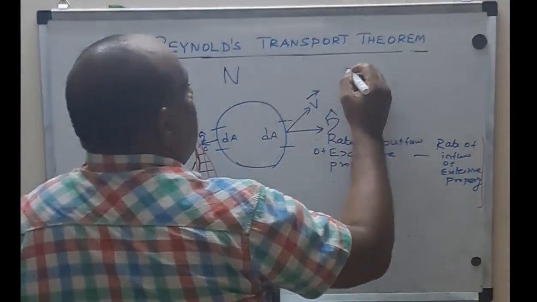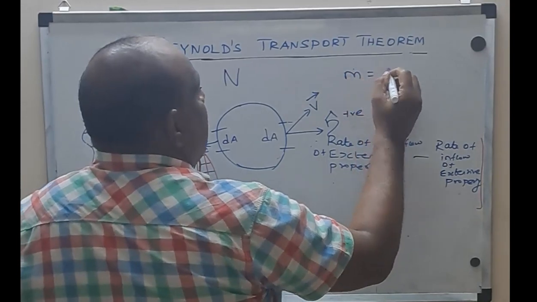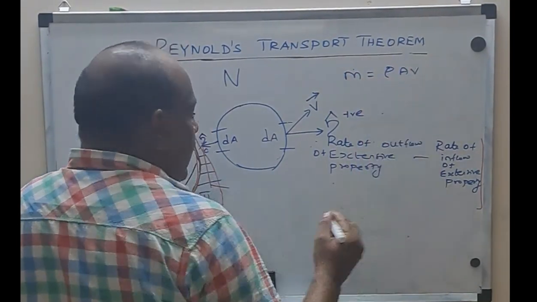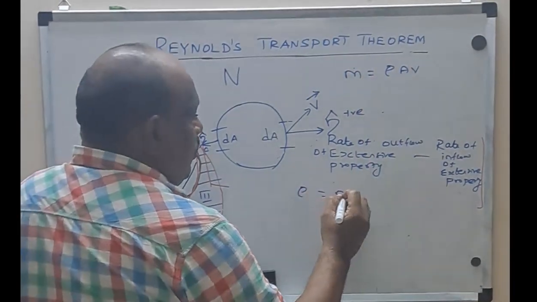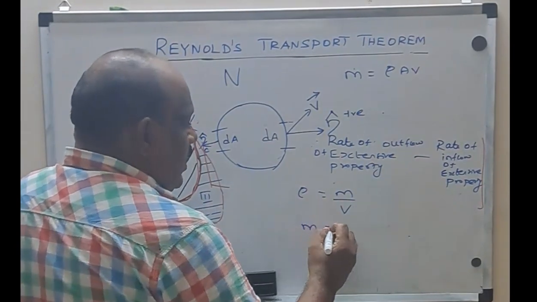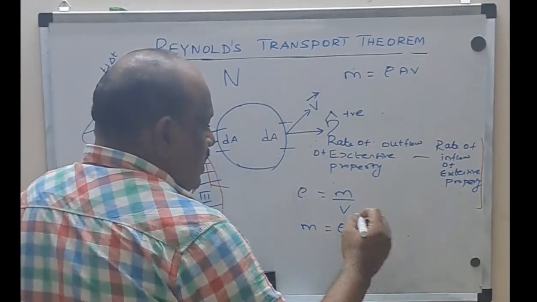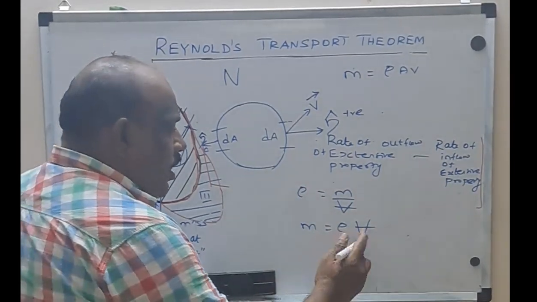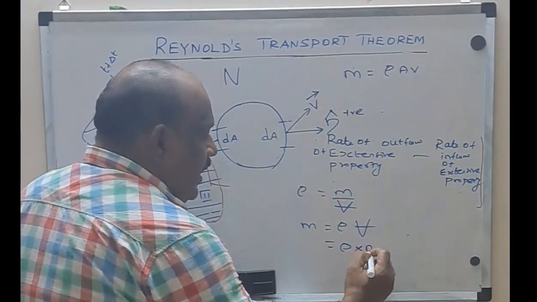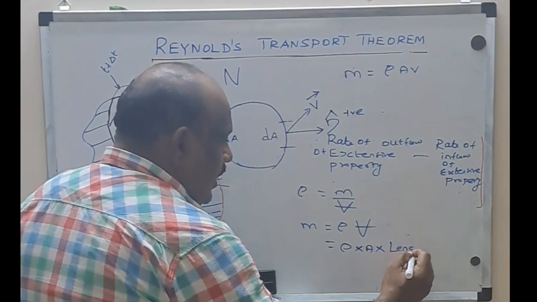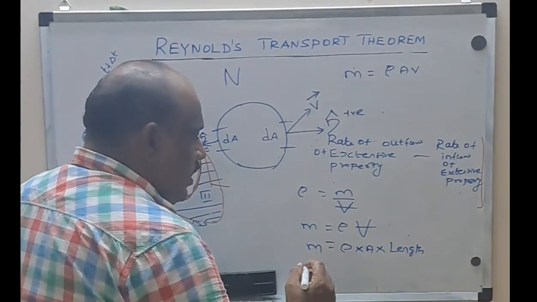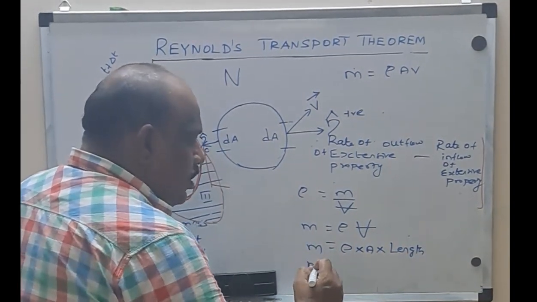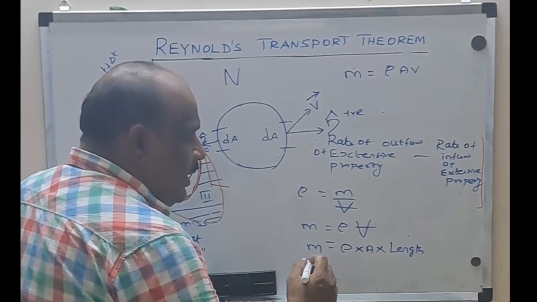All of us know the mass flow rate m dot is equal to rho A V. How is this defined? Density equals mass by volume. So mass is density into volume, where volume I will put as capital V with a strike mark. Volume is nothing but area into length. This is mass. So divide both sides by time, and m by time is nothing but m dot, the mass flow rate.